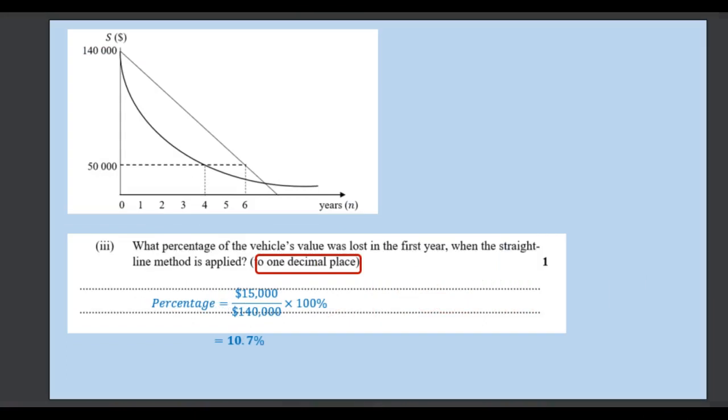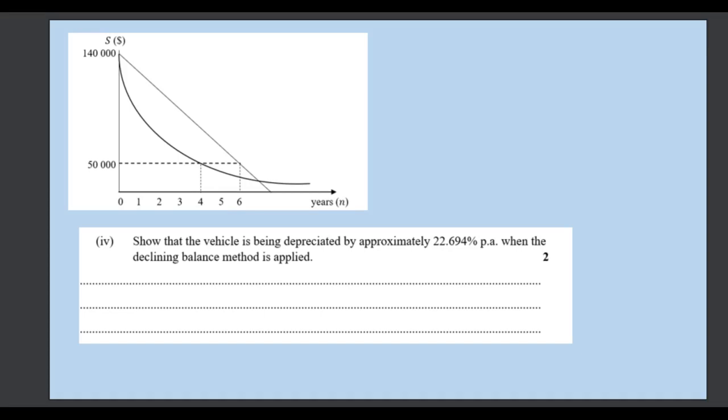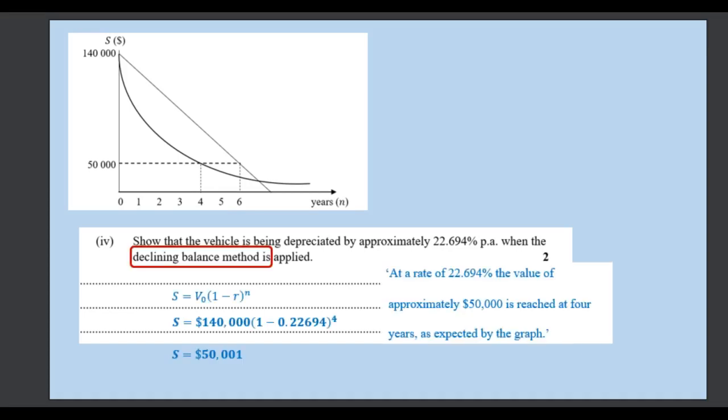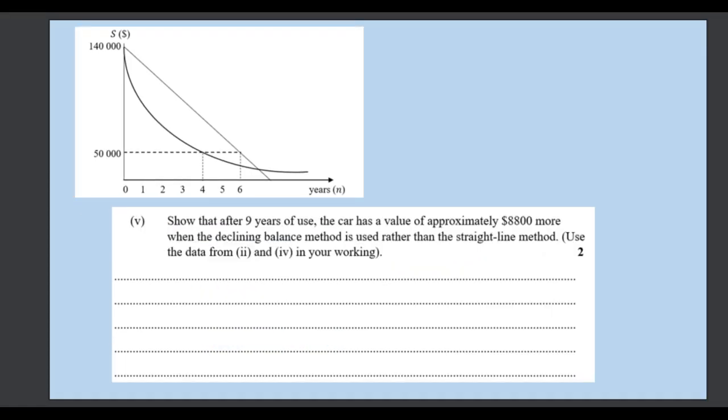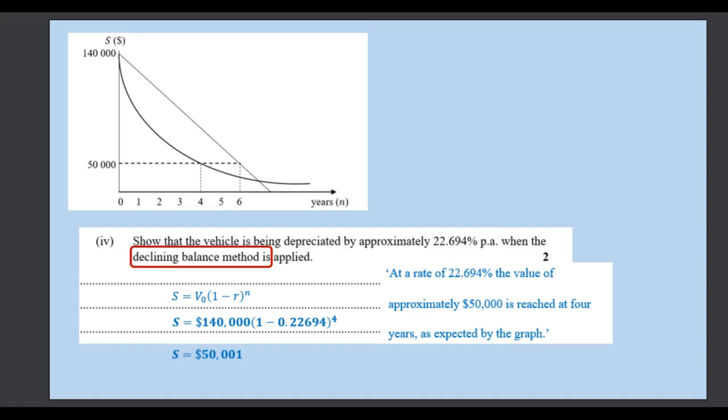All right, this next one. It was to show that the vehicle is depreciated by that much when the declining balance is applied. You just had to put the information in and show that it was equal to 50,000. So with the declining balance, the first value is 140,000, and then it was 1 minus the R to the 4. Now, a lot of people got that formula, but forgot it was 4 years and put 1 year.